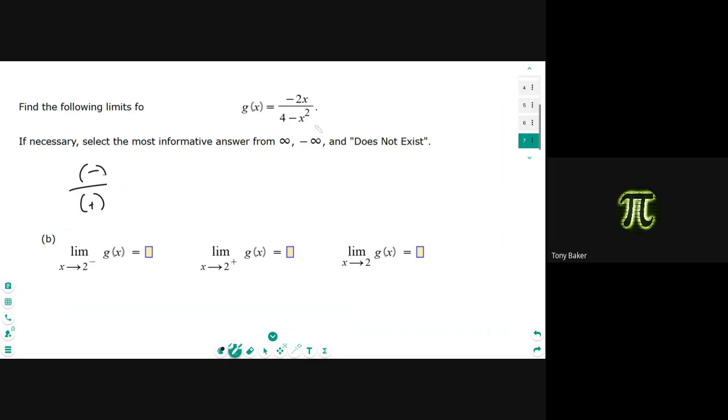And the bottom's getting really, really small, right? The nice thing about these problems is it's the same concept. The bottom's going to get small. So this is going to negative infinity.